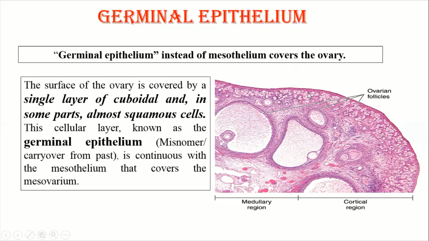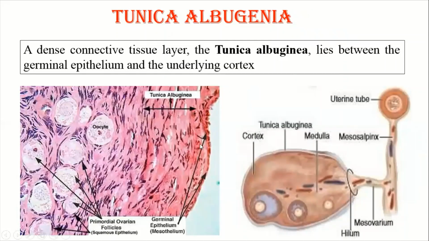Just beneath this epithelium, which will be continuous with the mesothelium, is dense connective tissue, which contains smooth muscle fibers or cells, and more of the collagen and elastic fibers also. A dense connective tissue layer is formed here between the germinal epithelium and the cortex. This is called the tunica albuginea.